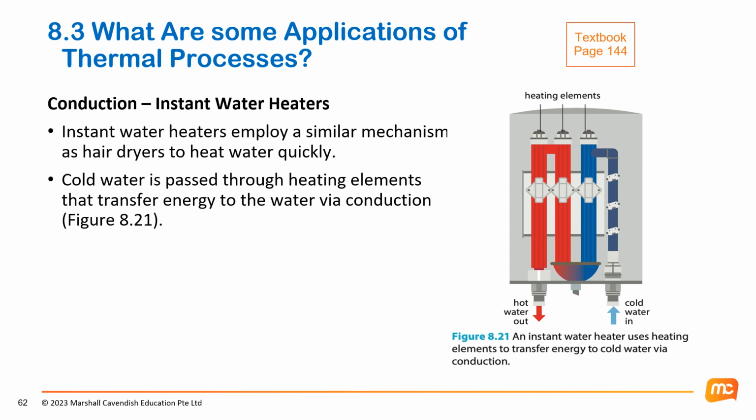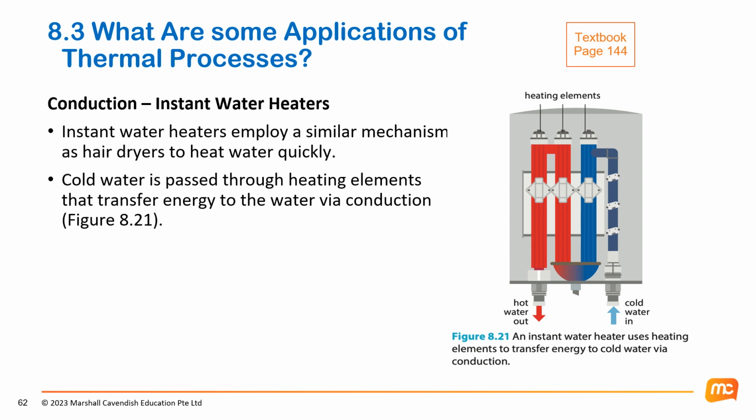So our next example, the instant water heater. Similar to the hair dryer, instead of heating up air, we're heating up water for showers or for use in day-to-day applications around the household. So which way is heat flowing? Same thing, from the heating element to the cool water that is coming into the heater. What method? Again, conduction, because it is going from the solid heating element to the water. Do we want the rate of heat transfer to be fast or slow? We want it to be fast.